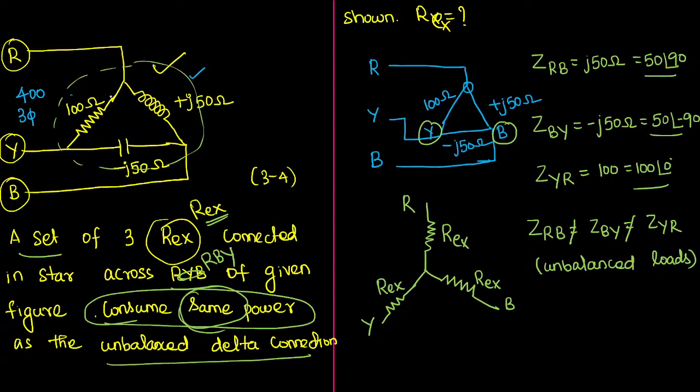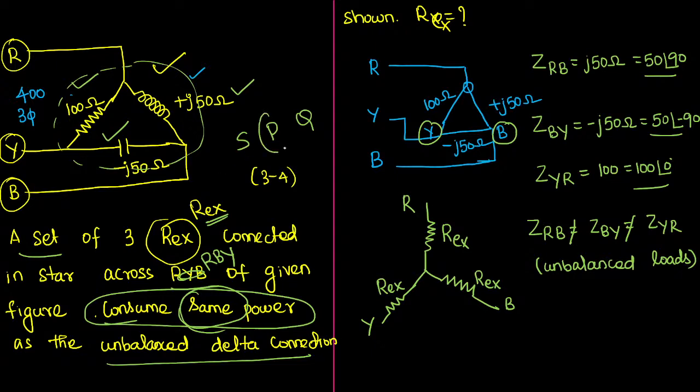Now, if you observe this unbalanced load, it was clearly given what is there: one inductor, one capacitor, one resistor. Now, who will be observing real power? See, you have to understand one thing. Sir, a doubt may come here: are they talking about real power, reactive power, or apparent power? Tell me.